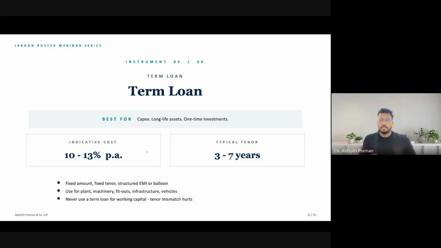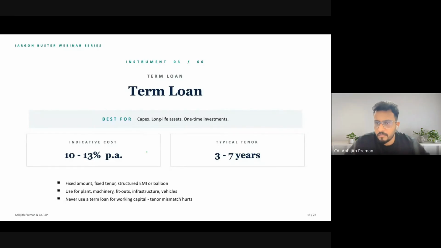Then we have term loan. Term loan is best for capex, long life asset, one-time investment. For example, if you want to buy machinery or a factory, in that case you can go for a term loan, because the benefit that you are going to derive from this is going to be over a longer period. And term loan is typically for a 3 to 7 year period.